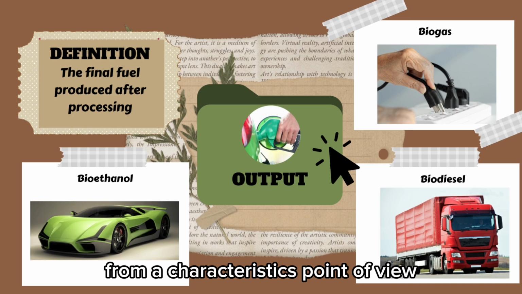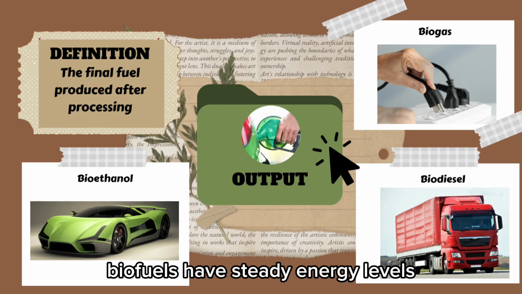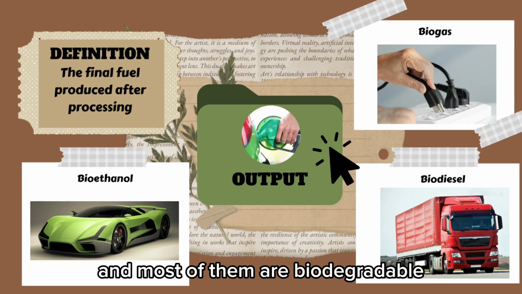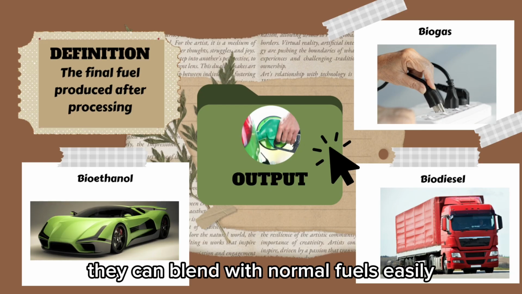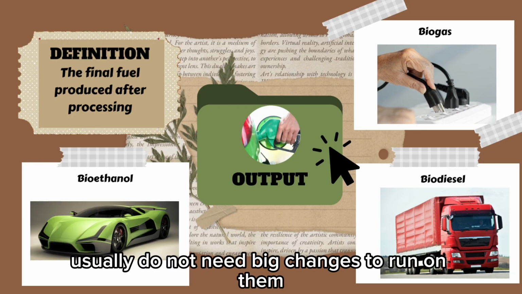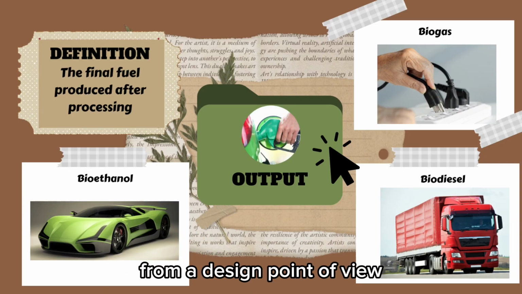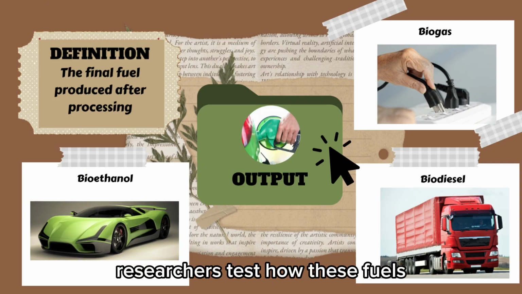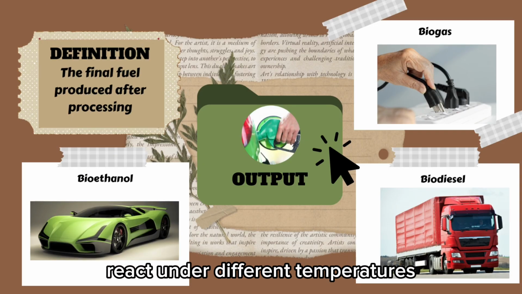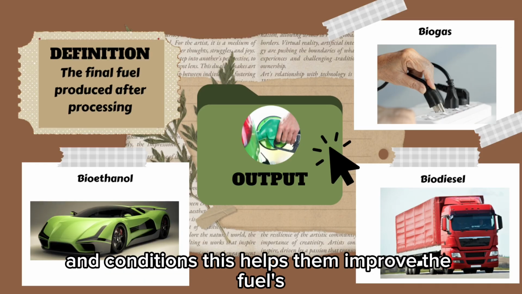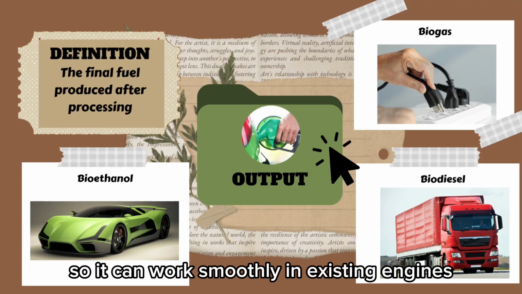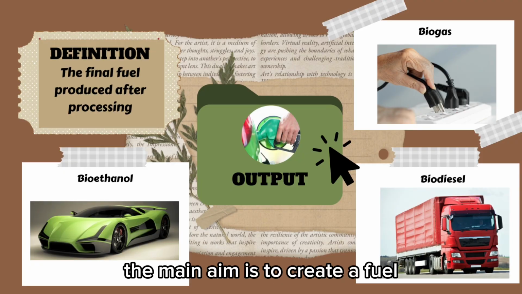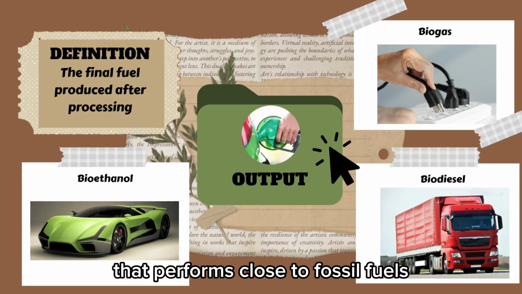From a characteristics point of view, biofuels have steady energy levels, and most of them are biodegradable and safer for the environment. They can blend with normal fuels easily, and engines usually do not need big changes to run on them. From a design point of view, researchers test how these fuels react under different temperatures and conditions. This helps them improve the fuel's efficiency and stability so it can work smoothly in existing engines. The main aim is to create a fuel that performs close to fossil fuels but is cleaner and more sustainable.